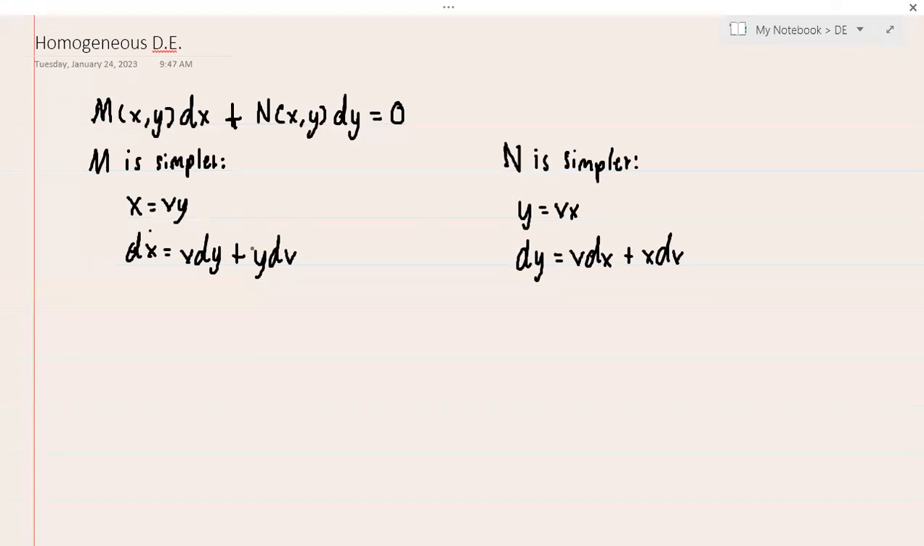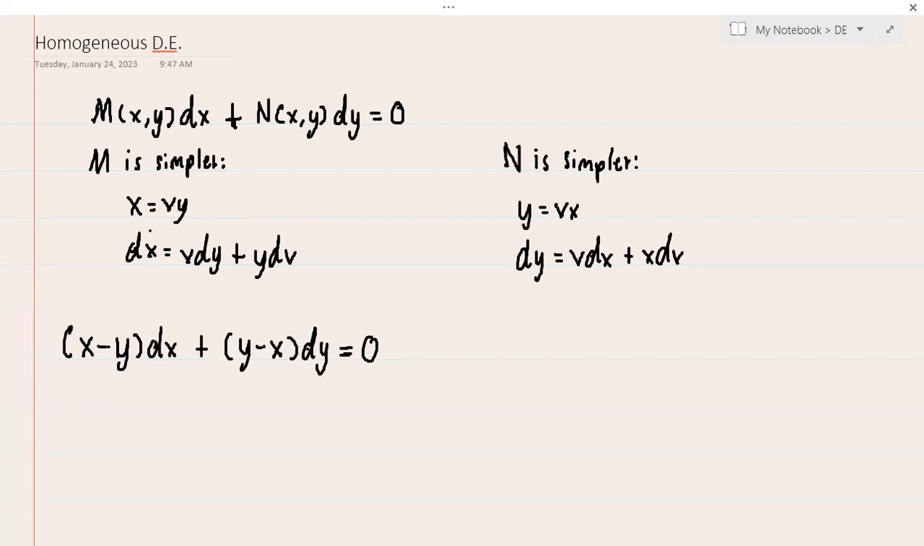So, let's have an example. Kuha tayo ng example. Let's just say meron tayong ganito: quantity x minus y times dx plus quantity y minus x times dy is equal to 0. Mali pala ako, sorry, minus y pala to. Ayan, there you go.